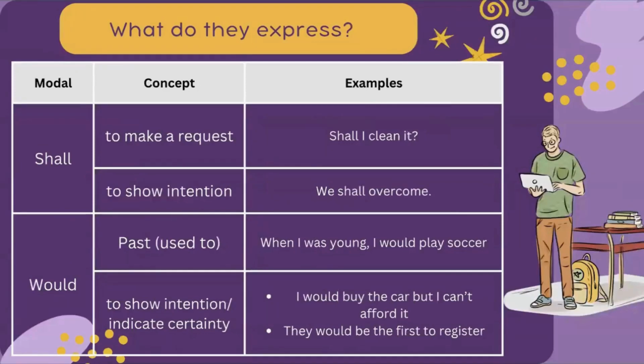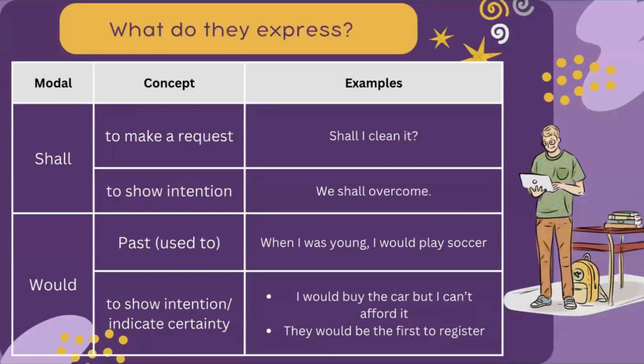Next modal auxiliary is shall. It is used to make a request. For example, shall I clean it? It is also used to show intention. For example, we shall overcome.